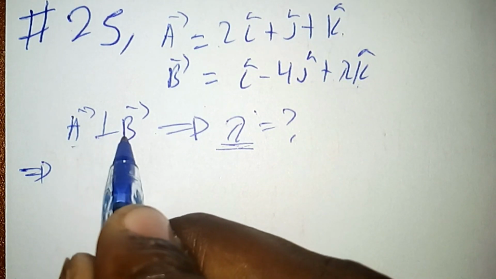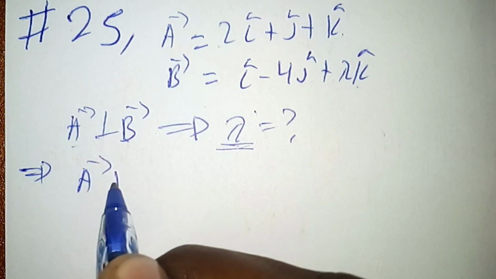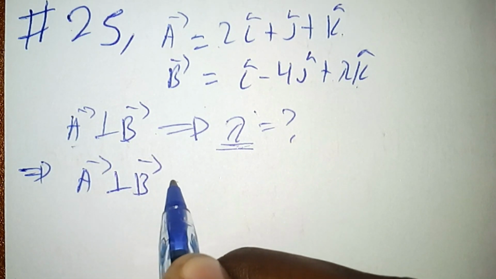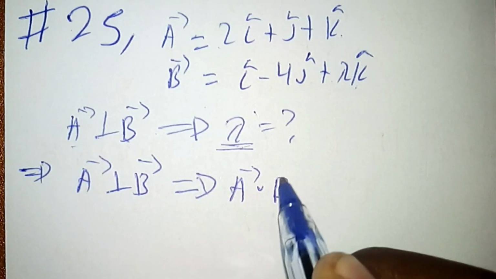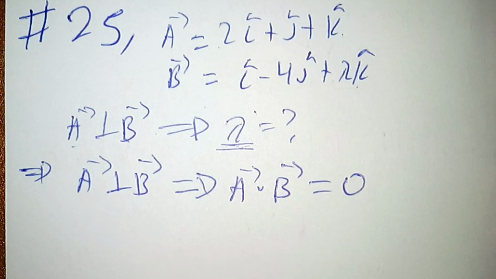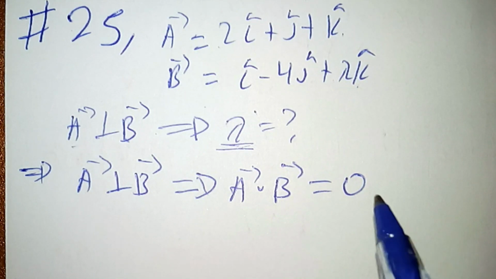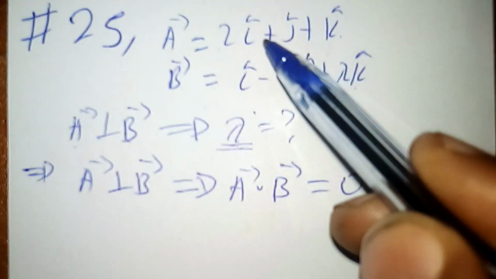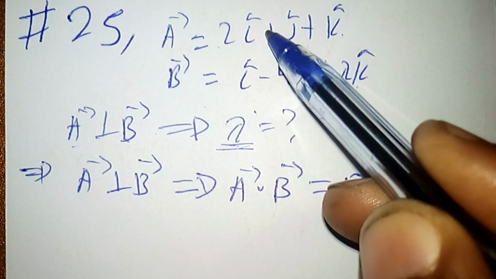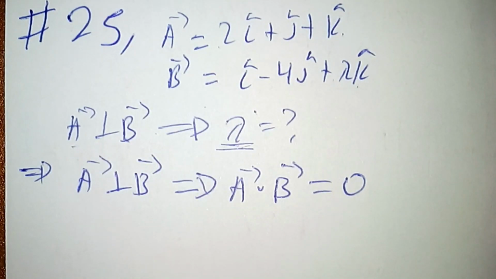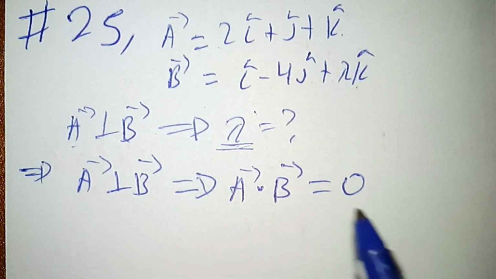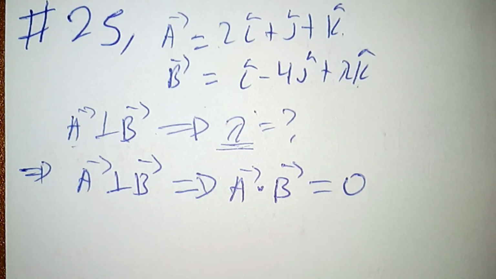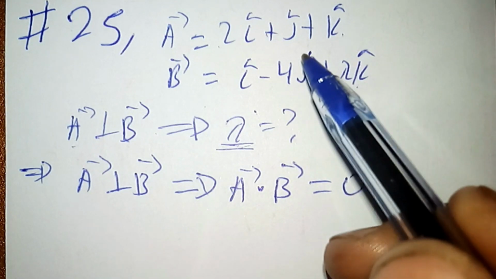If two vectors a and b are orthogonal to each other, a is orthogonal to b, then we can say that the dot product of vectors a and b is immediately 0. So we find the scalar product of a and b and make it equal to 0. That means a dot b means ax multiplied with bx plus ay by plus az bz.